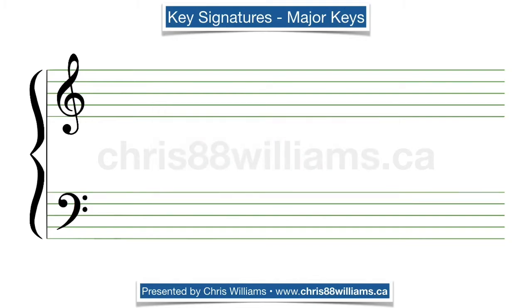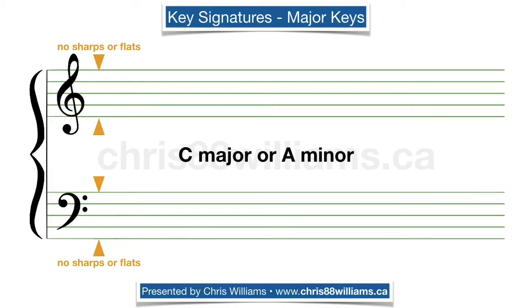Every song is in the key of something, either a major key or a minor key. Some music has no sharps or flats in the key signature, and this represents the key of C major or A minor. This video is about major keys. My next video will talk about minor keys. So, it's important right now to remember that the key of C major has no sharps or flats in its key signature.